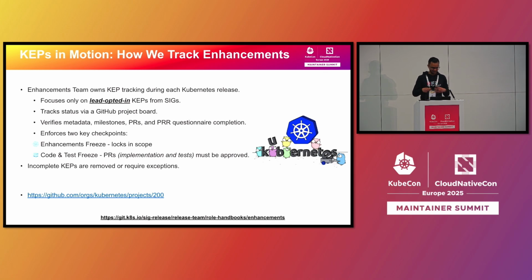As an enhancements team, we enforce 2 key checkpoints. First is the enhancement freeze that locks in the scope. When I say it locks in the scope, it means you are no longer allowed to change the files related to the KEP you are targeting for this release. Once the scope is locked in, the implementation and testing of the feature that is actually going to go into this release starts. Then the next deadline is the code and test freeze. By that deadline, we want all the implementation PRs of that enhancement to be in an approved state so they can be merged and go into the release.